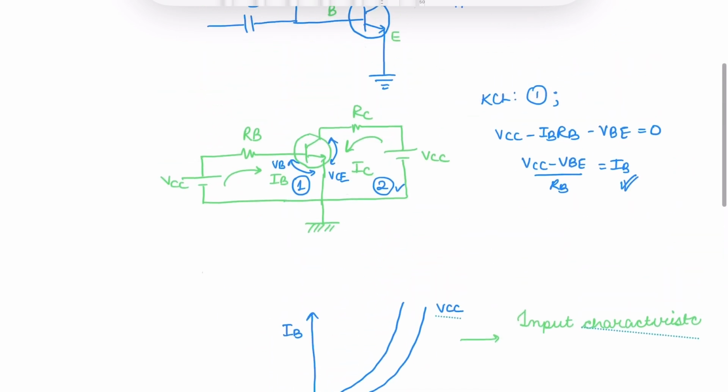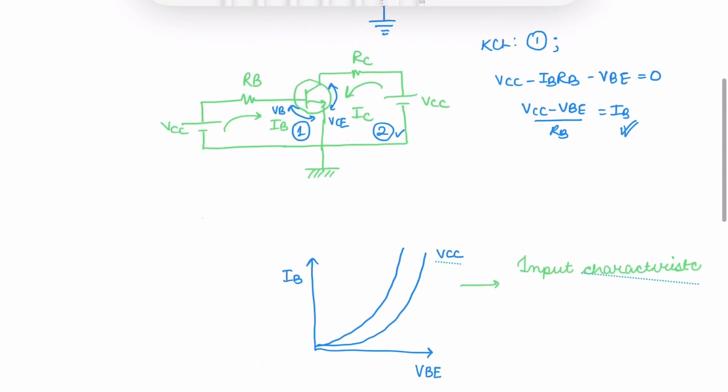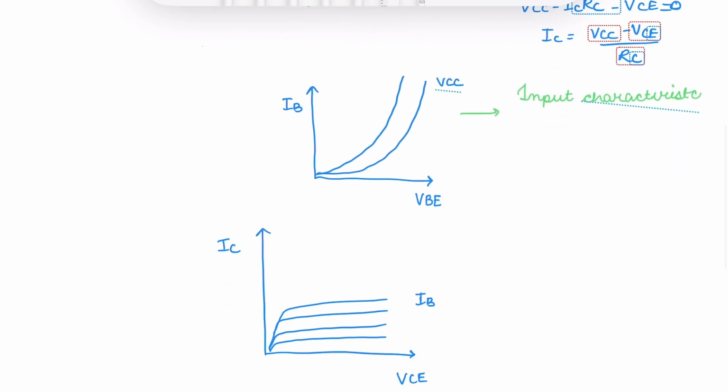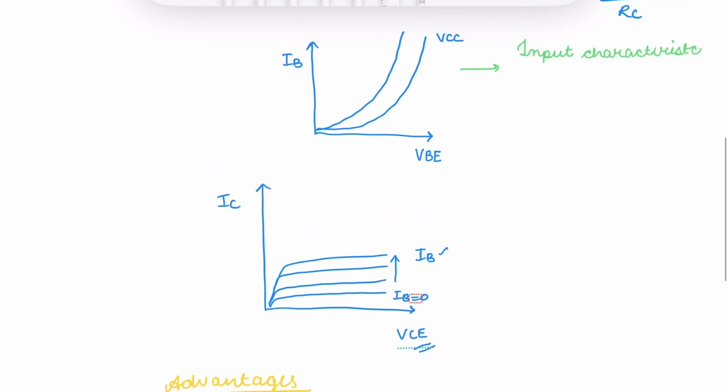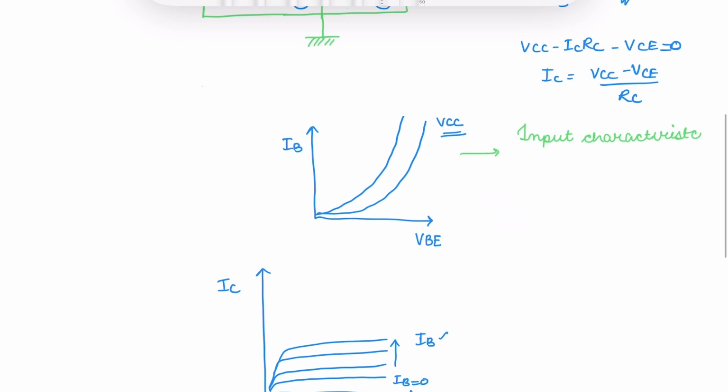And when we try to write KVL in the second loop, it's going to be VCC minus IC RC minus VCE is equal to 0. So IC can be given similarly, VCC minus VCE upon RC. Now we can plot the curve between IC and VCE for various values of IB. Here IB is equal to 0, and we go on increasing the values of IB, and IC will also increase respectively, and similarly for VCC.